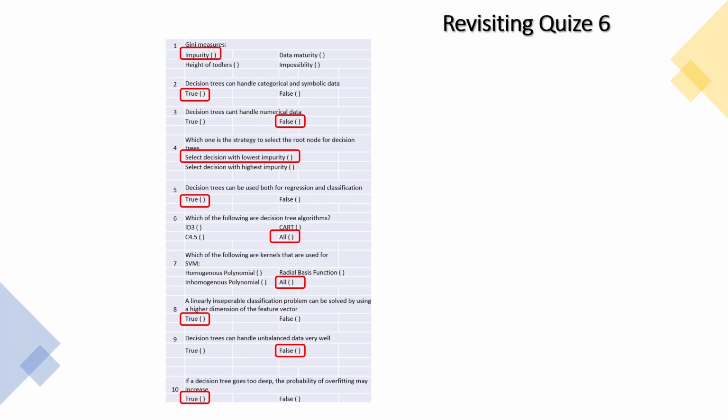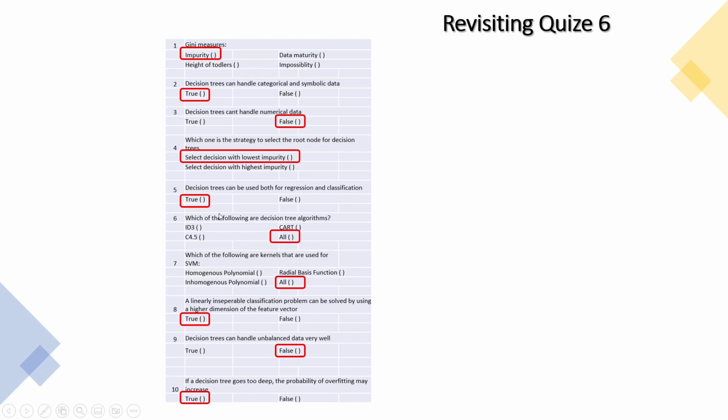Okay, revisiting the quiz of the last week. Gini measures the impurity. Since it's an impurity index, decision trees can handle categorical and symbolic data. That's true. Decision trees can't handle numerical data. That's false. They can basically handle. Which one is the strategy to select the root node for decision trees? We basically select the decision with the lowest impurity. Decision trees can be used for regression and classification.